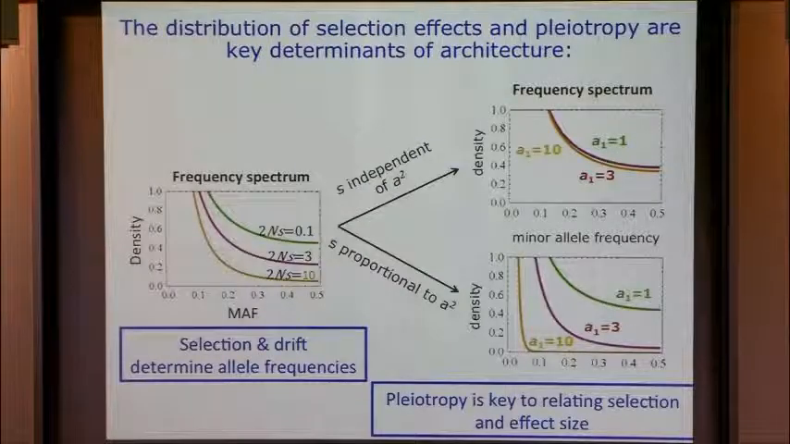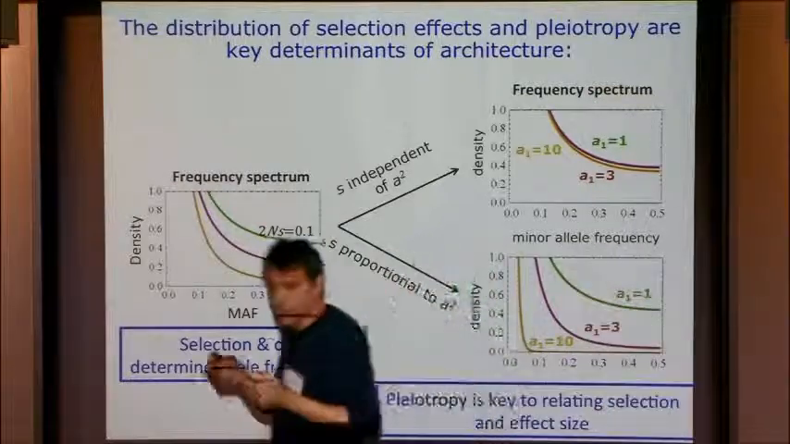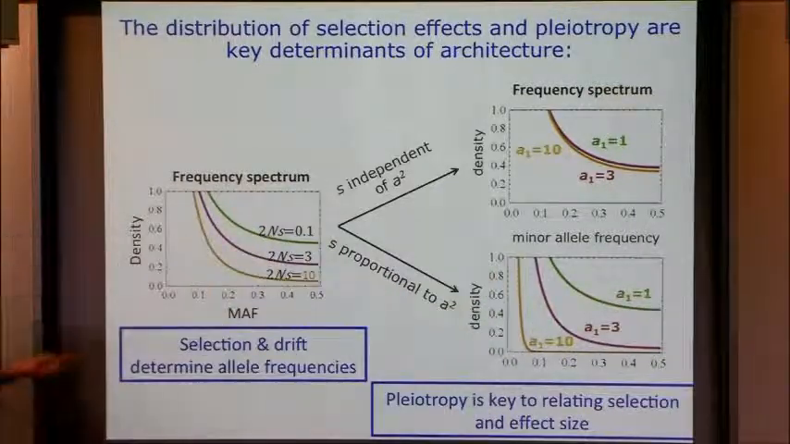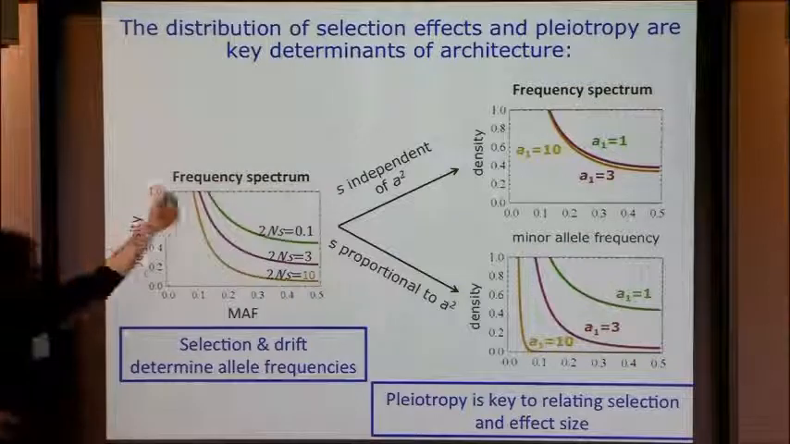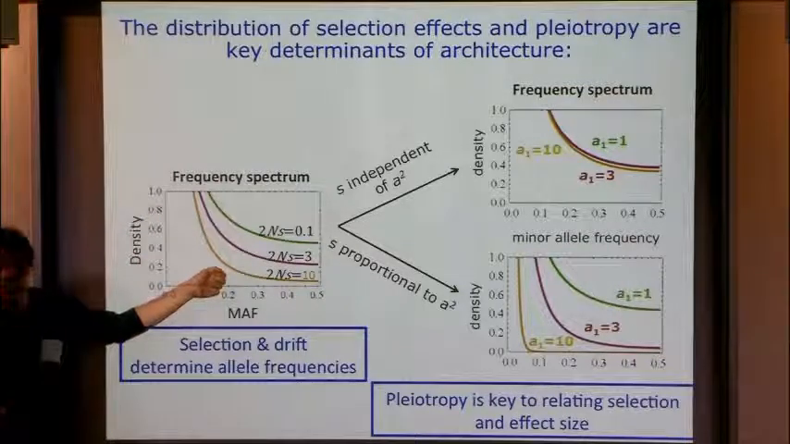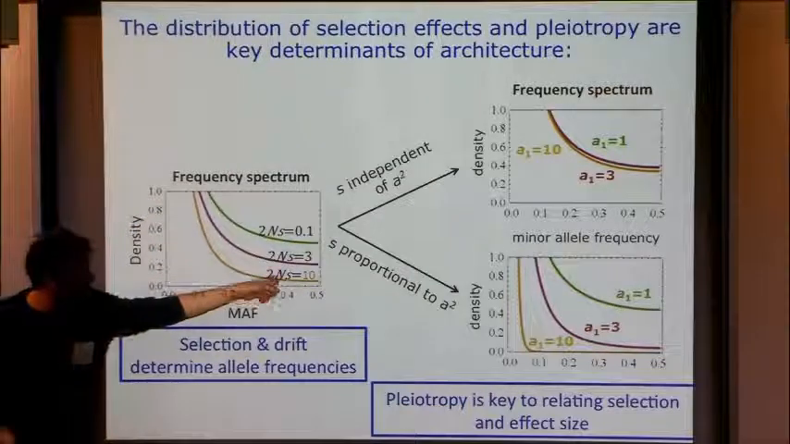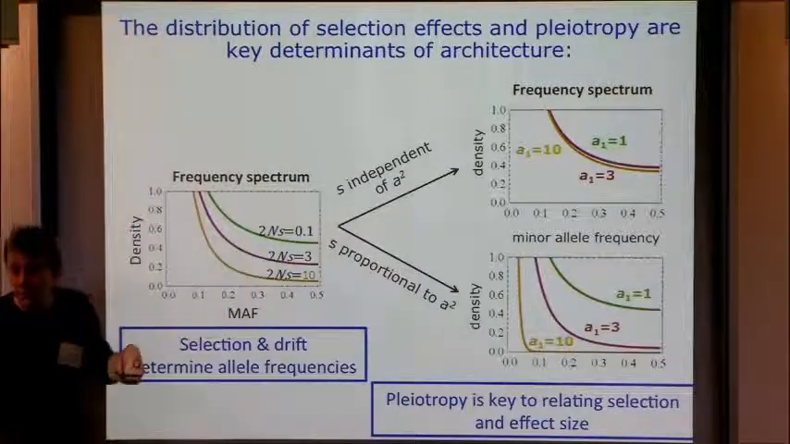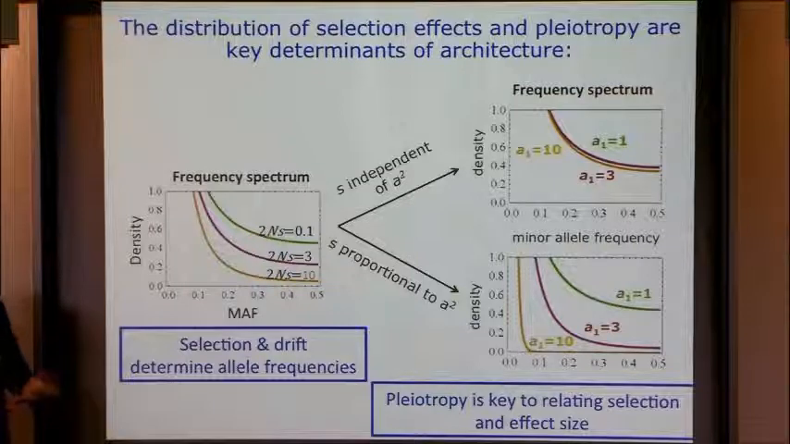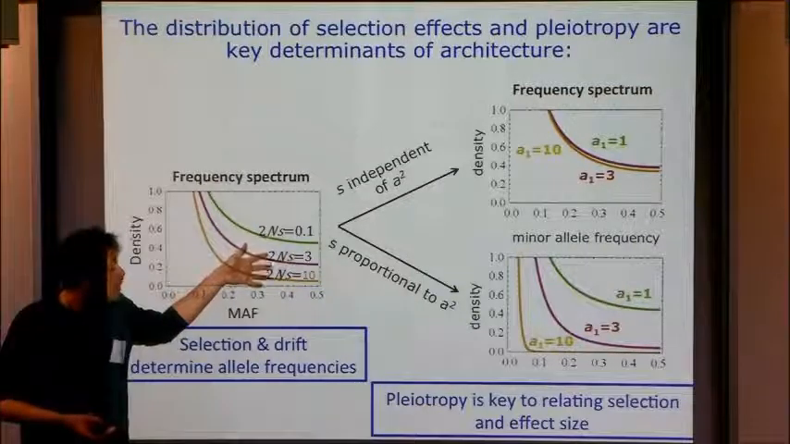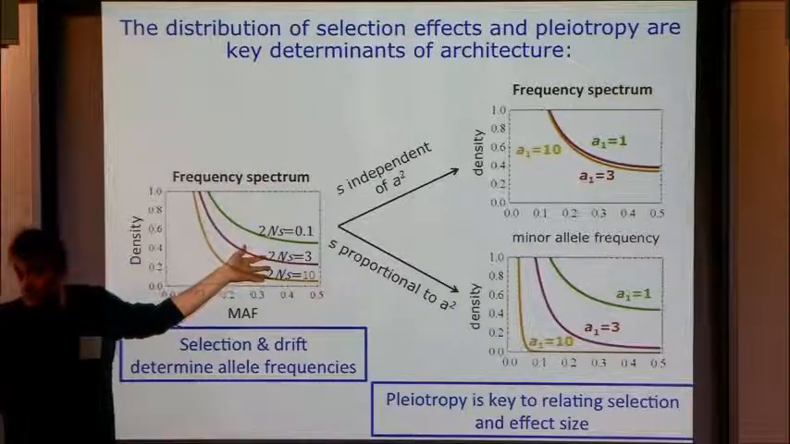So just to give some basic intuition to begin to model these questions. If we think about the joint distribution of frequencies and effect sizes, by and large we can think of the frequency of alleles as determined by selection and drift. Here you see the frequency spectrum for different scaled selection coefficients. And now for architecture we want to know how these frequencies relate to effect sizes on our trait of interest.